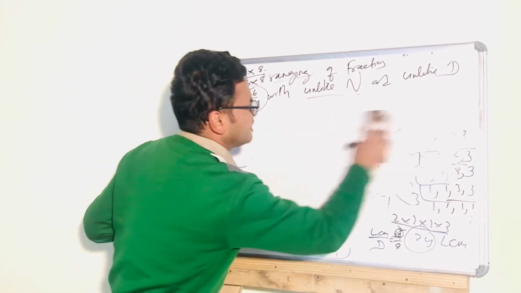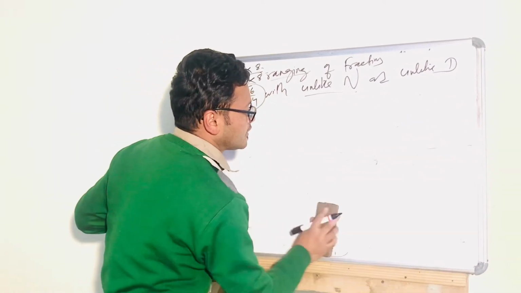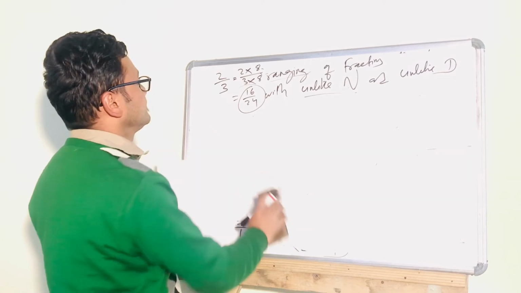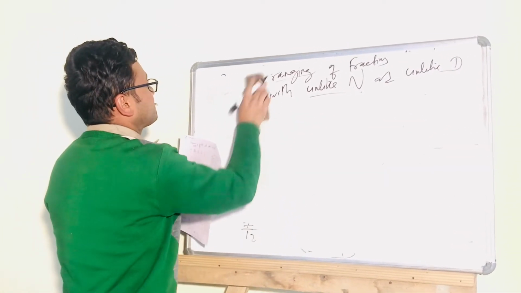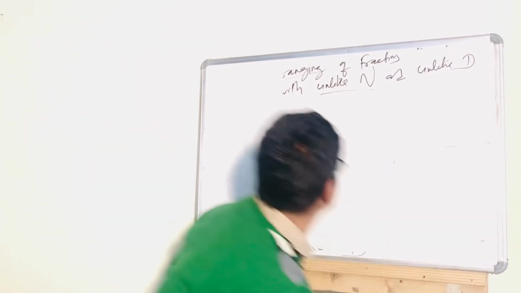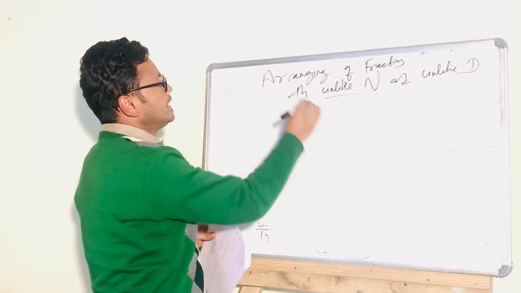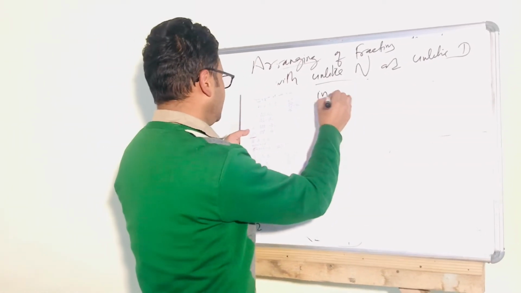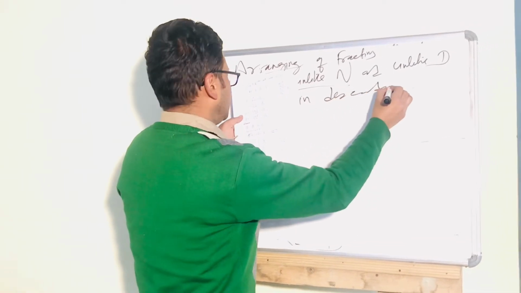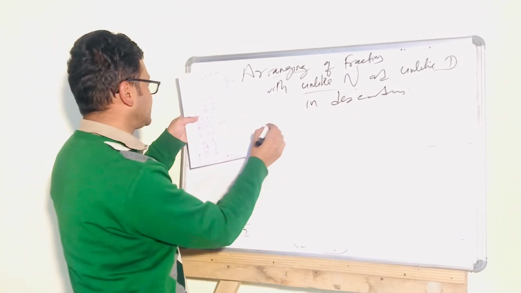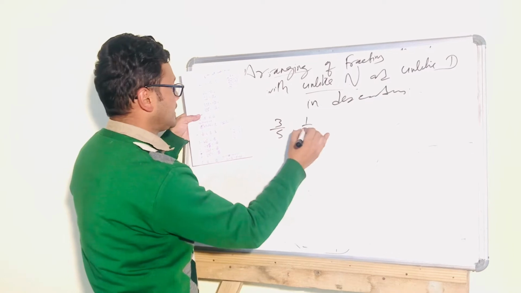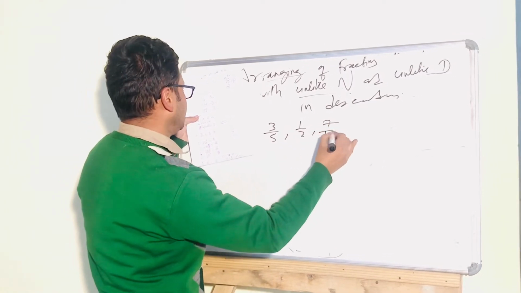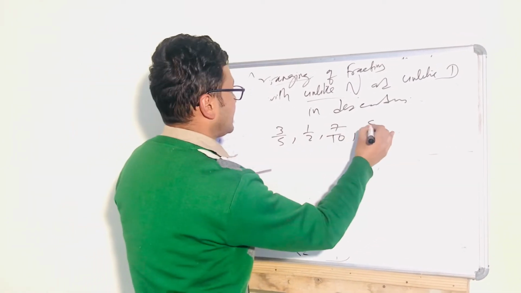Now descending order. Arranging of fractions with unlike numerator and unlike denominator in descending order. Descending means bigger to smaller. I want to give an example: 3/5, 1/2, 7/10, then 5/6.